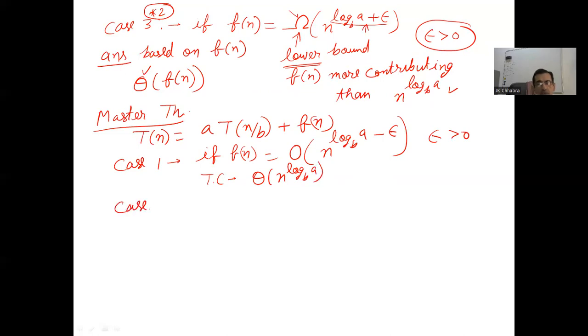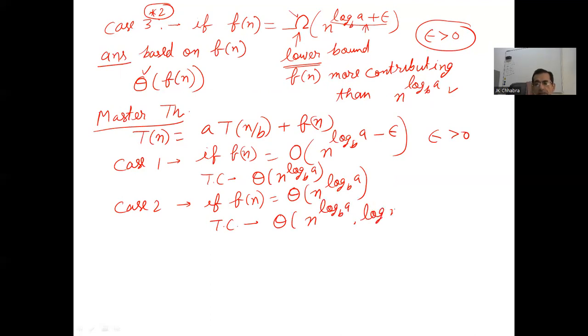Case 2 says that if Fn is exactly equal to n power log base b of a, with no epsilon existing at all, then my time complexity will be theta of n power log base b of a into log n.